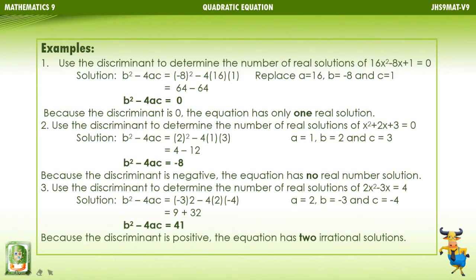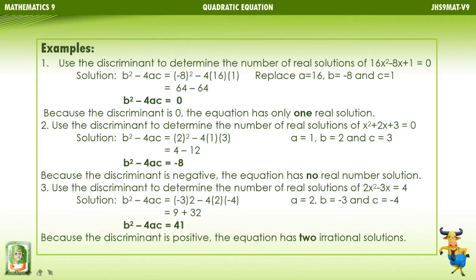Examples. 1. Use the discriminant to determine the number of real solutions of 16x squared minus 8x plus 1 equals 0. Solution: b squared minus 4c equals negative 8 squared minus 4 times 16 times 1, replacing a with 16, b with negative 8 and c with 1. 64 minus 64. b squared minus 4c equals 0. Because the discriminant is 0, the equation has only one real solution.